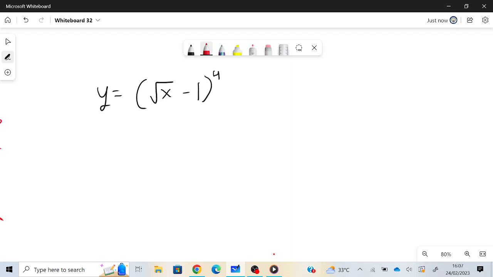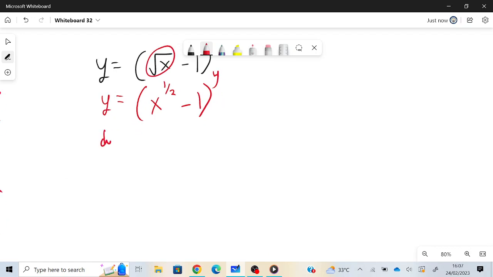Let's rewrite this equation. Let's say our equation instead is y is equal to x to the power of 1 over 2 minus 1 to the power of 4, because we know that this is the same as x to the power of 1 over 2. So let's go ahead and differentiate this. dy/dx is equal to 4 into x to the power of 1 over 2 minus 1 to the power of 3. Now times this by the derivative of what's inside.